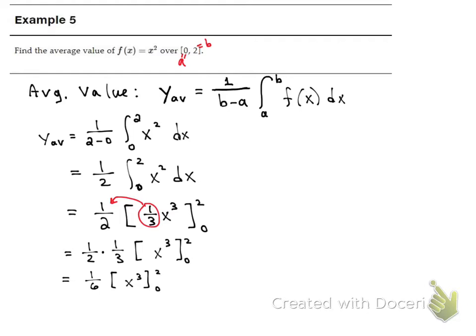Okay, so now let's plug in the limits of integration. We get 1/6 times 2 plugged into the antiderivative, so we get 2 cubed, and then minus 0 plugged into the antiderivative, so we get 0 cubed. Then we'll just get 1/6 times 8, which equals 4/3. So 4/3 is our average value.